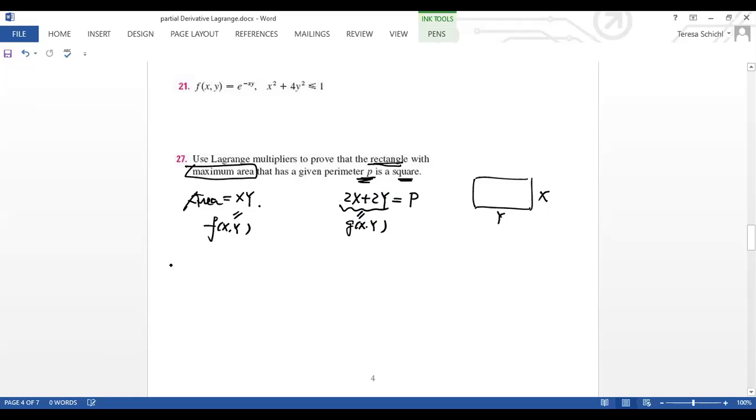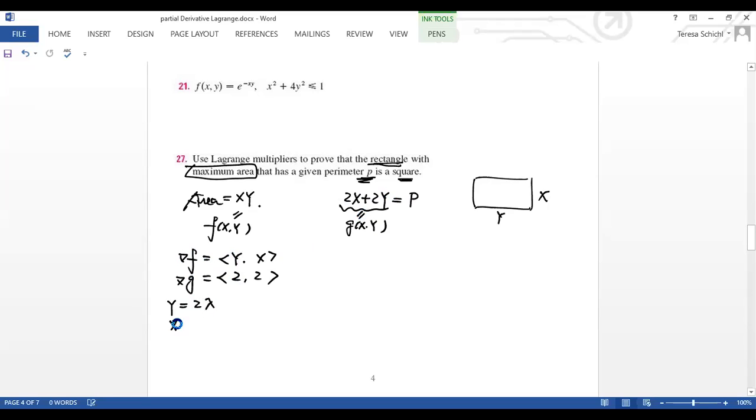Now let's do the Lagrange multiplier. It's pretty cool, right? We do the gradients here. So f_x is y, and f_y is x. And the gradient of g is 2 and 2. Okay, cool. So now I know y is equal to 2 lambda.